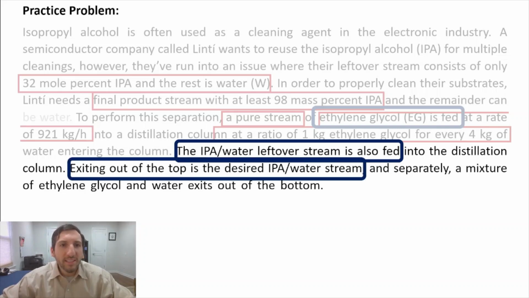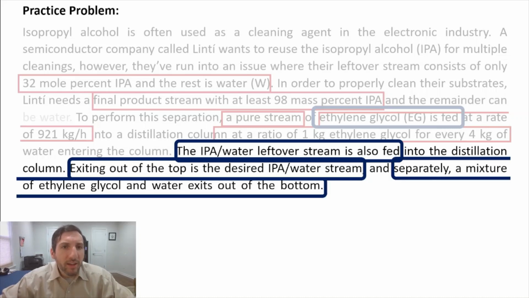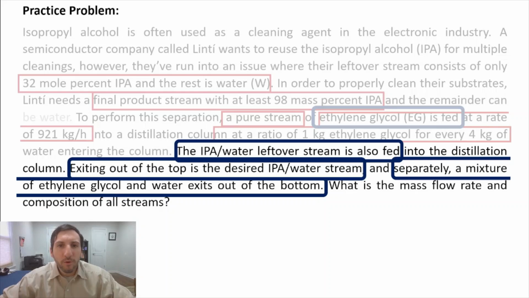We have exiting out of the top is the desired IPA water stream. So we got one of our exit streams. And separately, a mixture of ethylene glycol and water exits out of the bottom. So we have another stream coming out the bottom of this column. Great. And so looking at the final sentence, which is, what is the mass flow rate and composition of all streams? All right, great. So that's our full problem statement. And we've marked up a lot of this statement to help us out with solving the problem.